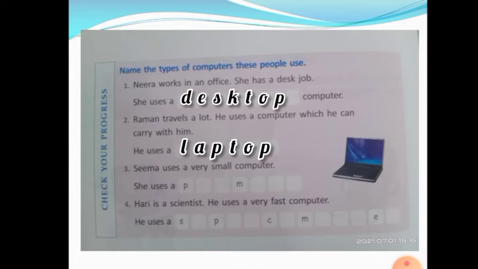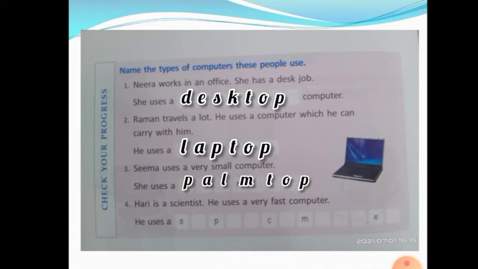Good. The third one, Seema uses a very small computer. Which one does she use? Palm top. Very good. Compared to the laptop, it is very small. So, she uses a palm top. P-A-L-M-T-O-P. Palm top. Good.